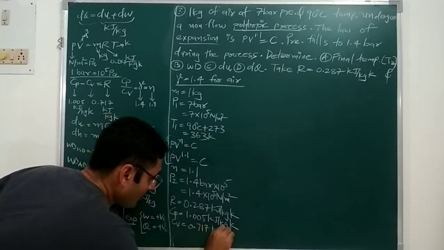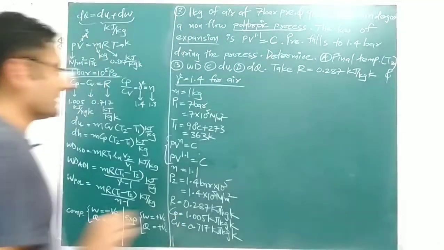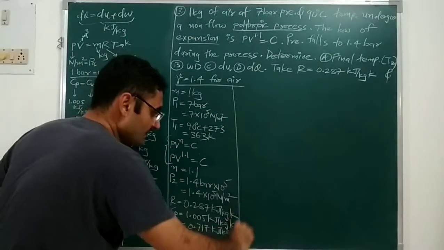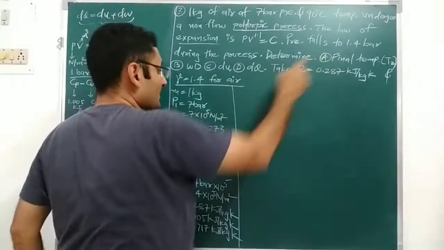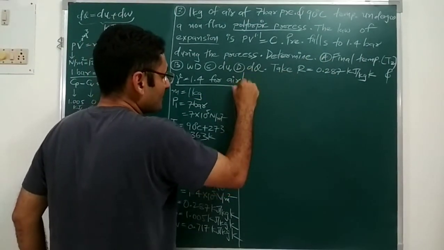0.717 kilojoule per kg Kelvin. That's it. Now, these are the given details. Now, with the help of that, you have to calculate the final temperature. So, how do you calculate the final temperature?